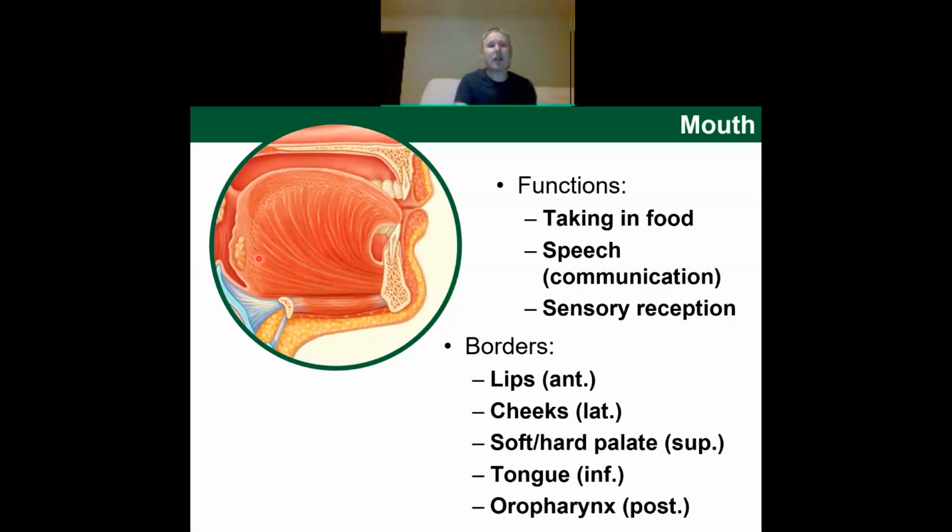What else? Posteriorly, at the back of the oral cavity, we have our oropharynx. That's something that we're already familiar with. We've already talked about that in the past, so that should be a familiar term.